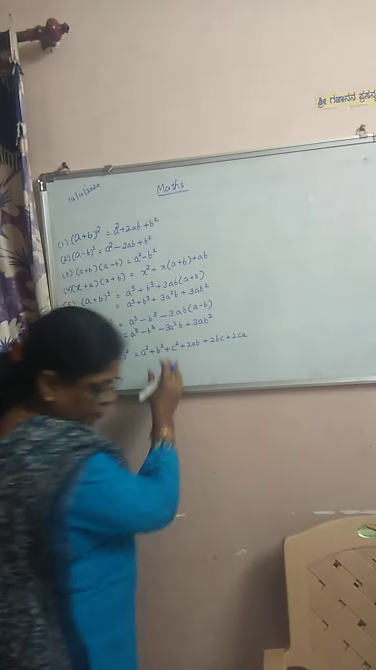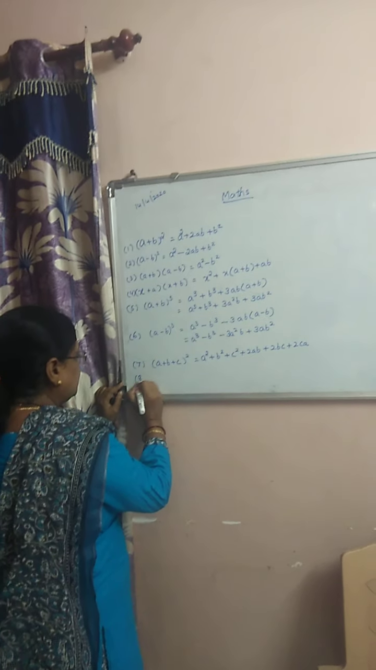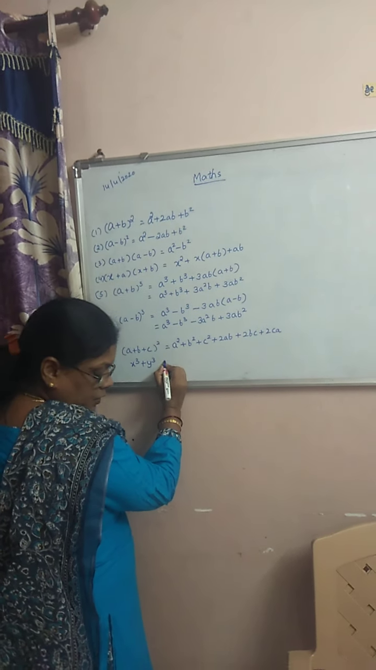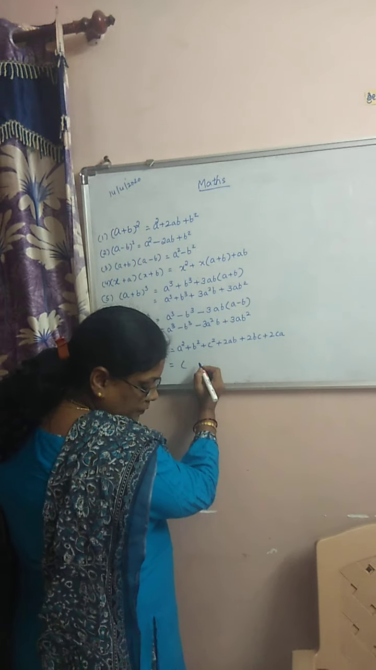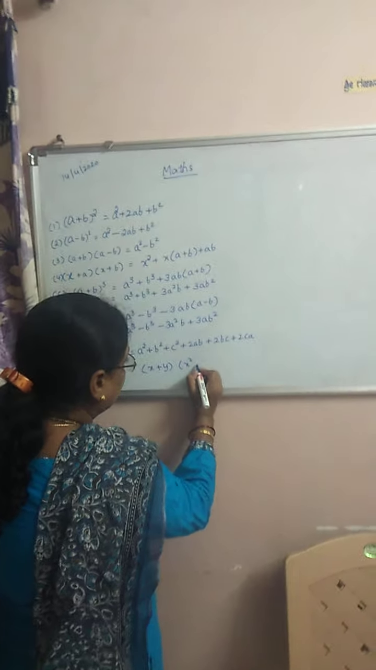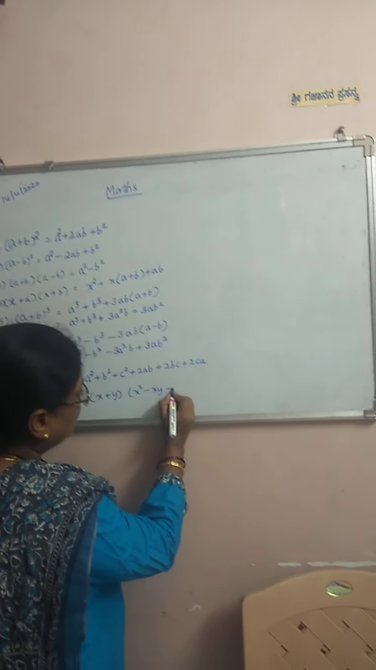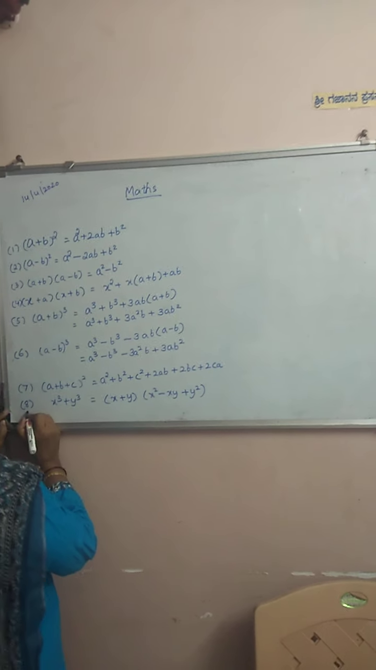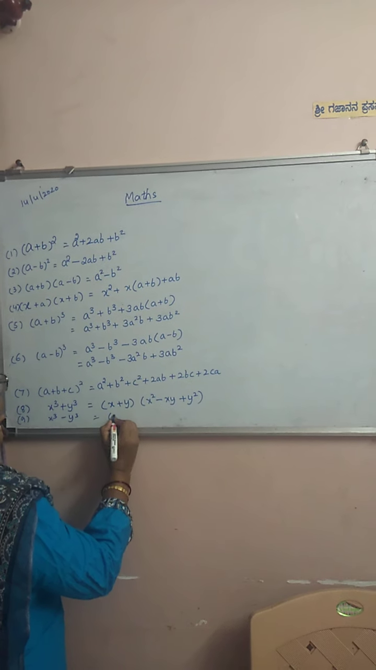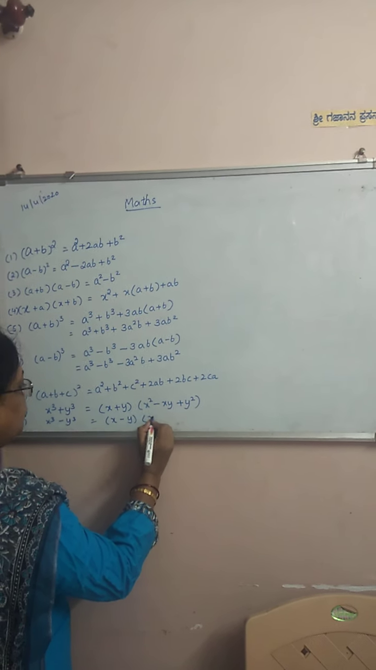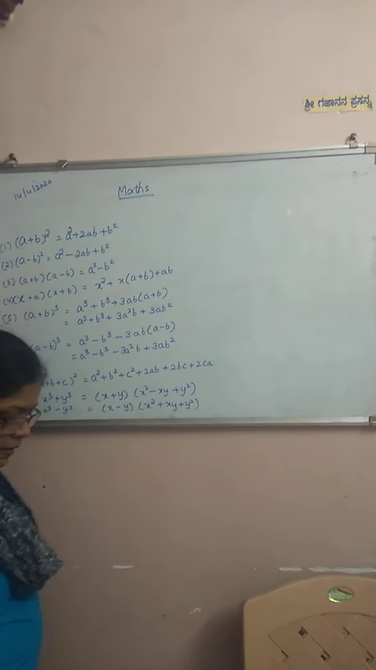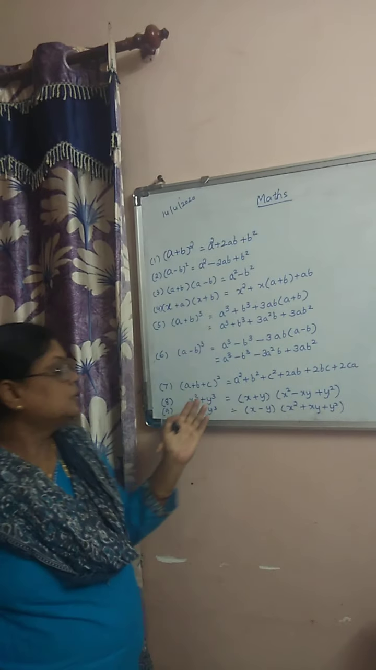All of you have learnt all these formulas, isn't it? Wait, there are more formulas. Let me write those also. x cube plus y cube is equal to what? (x plus y)(x square minus xy plus y square). Next one will be x cube minus y cube is equal to (x minus y)(x square plus xy plus y square). These are all the identities we have learnt in the previous years.